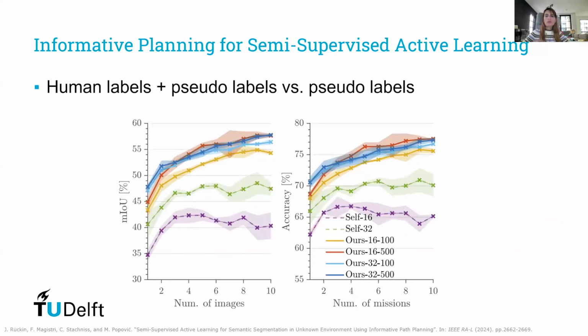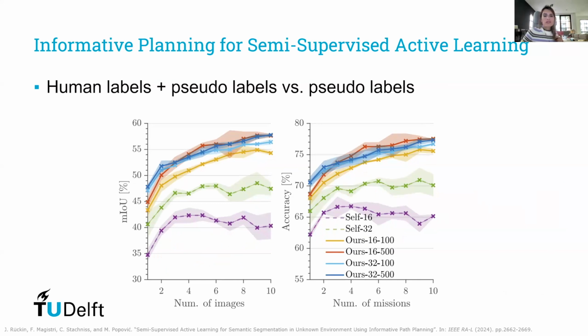Then we compare against the other extreme. So we just looked at what happens when we only use human labels. The other extreme is what happens when we only use pseudo labels. So over here, we plot our semi-supervised method against using only pseudo labels. The green and purple dashed lines show the self-supervised approach alone.